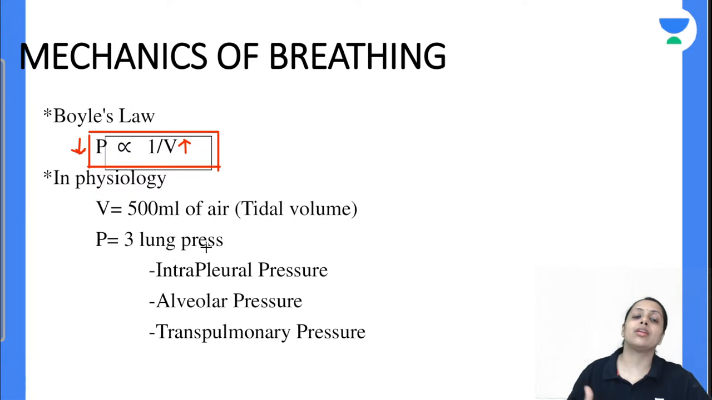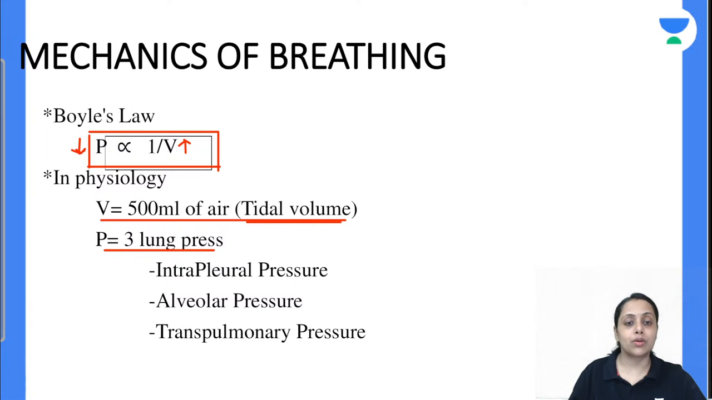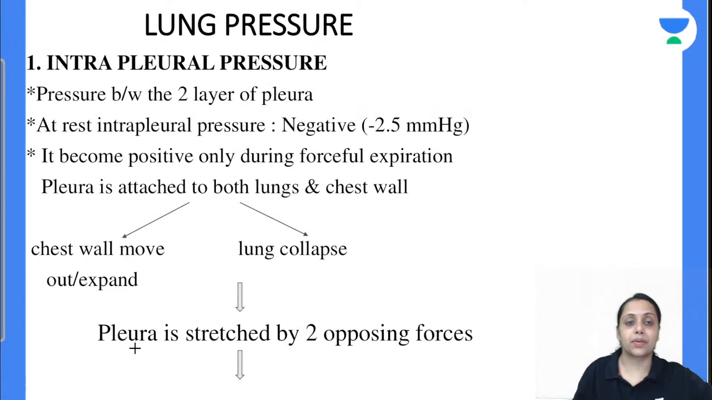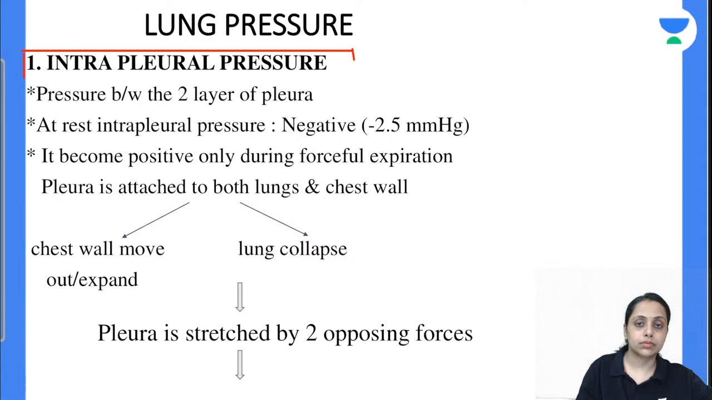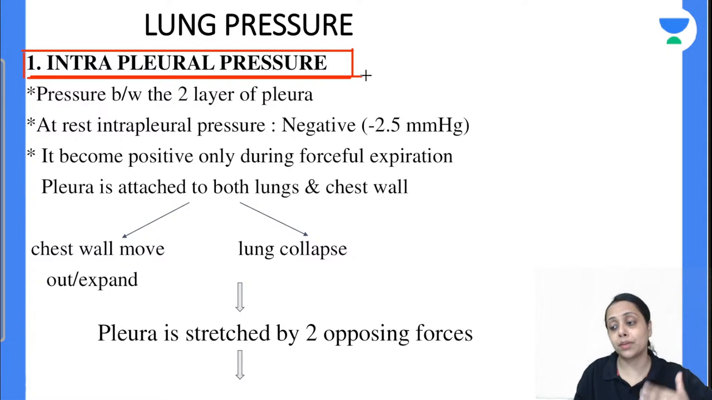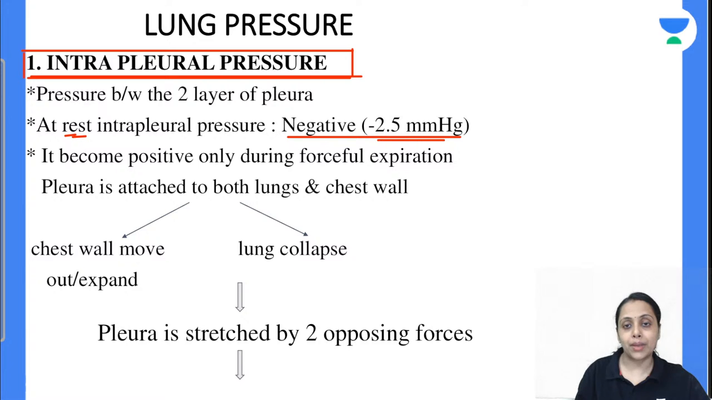So in our respiratory physiology, the volume we are talking about is tidal volume. The pressures we are talking about are three lung pressures: intrapleural pressure, alveolar pressure and transpulmonary pressure. First, coming to the intrapleural pressure. As the name suggests, it is between the two layers of the pleura. At resting condition, the intrapleural pressure is negative, -2.5 mm of Hg. So do remember this one.